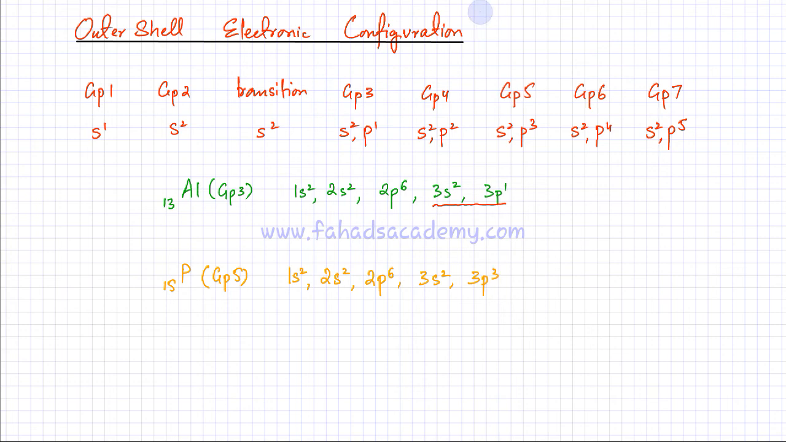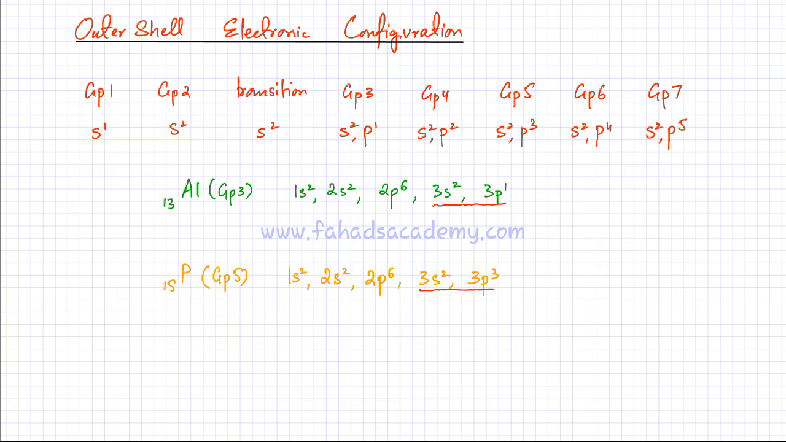So I'm going to underline the outer shell now. So this is the outer shell electronic configuration. There's an s subshell with 2 electrons, and a p subshell having 3 electrons, exactly as was shown in this table. So you can use this table to figure out the electronic configuration of any element. So let's do one more example.